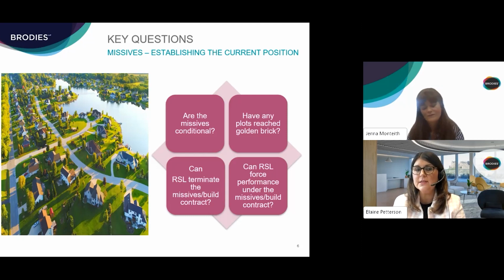And a lot of this is going to come down to, what stage is the site at. Some, presumably, Jenna, you're obviously here with your RSL hat on, some are probably going to be more straightforward than others for the administrators to take on and be able to complete. Yeah, I mean, that's absolutely the case.